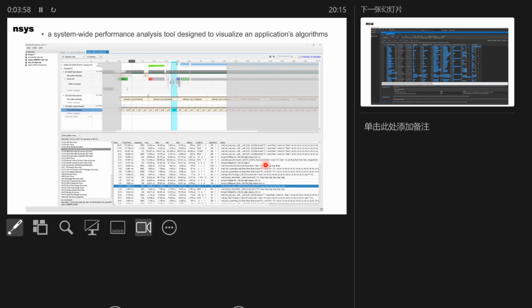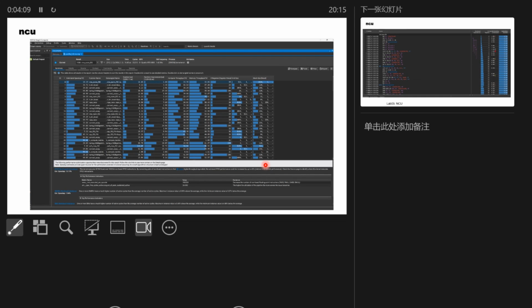Now, there will be two programs. The first program is NSYS. That is a system-wide performance analysis to visualize an application's algorithms. And the second one is the NCU, that would see some of the operators' performance inside one of the inference or other GPU work.